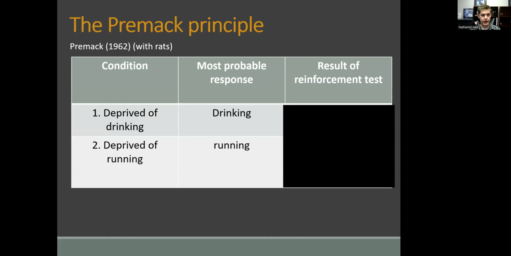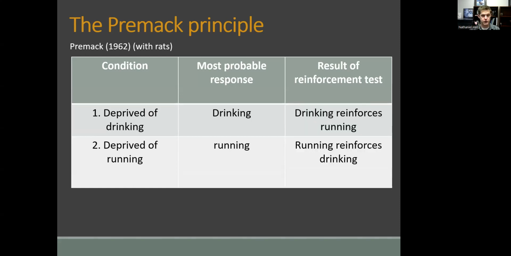So if you deprive of drinking, the most probable response when you then have access to water is going to be drinking. If you were deprived of running on a wheel, then the most probable response when you have access to that wheel is going to be going for a run. And what they found is that if you do different reinforcement tests, you can actually reverse the relationship between what will reinforce which, based off of what is the most probable response. So in the deprived of drinking situation, you can reinforce running via drinking, basically meaning they would have to run a couple of steps on the wheel to get access to water, so then you can increase the rate of running by getting access to drinking.